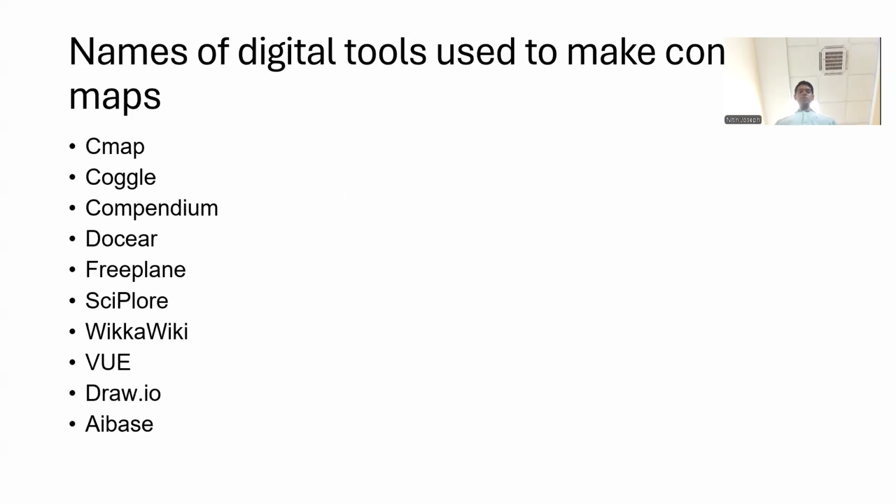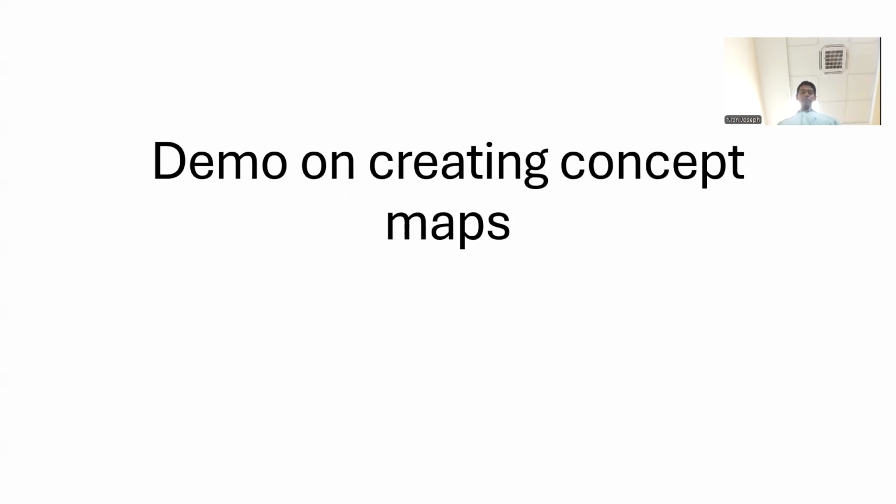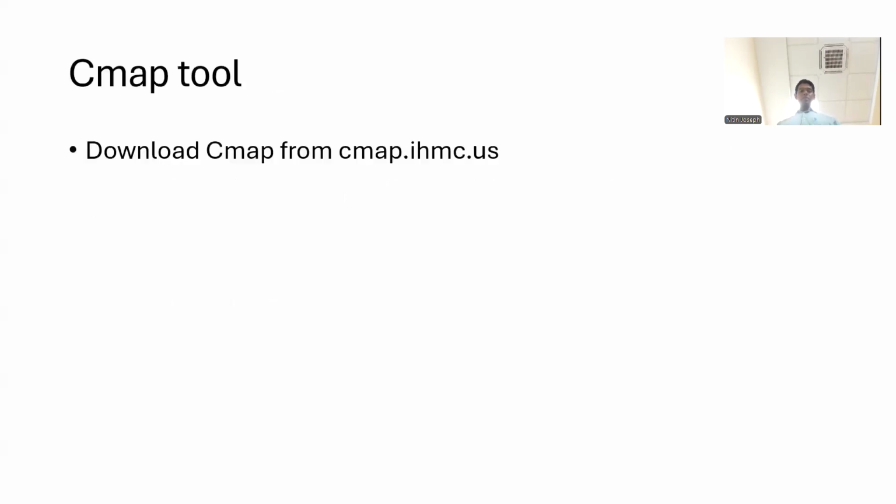So there are several tools for making concept maps, and I'll be using one tool which has been devised by the Institute for Human and Machine Cognition, IHMC, known as Cmap, which is free to use and freely available and downloadable. So I'll be demonstrating to you creating a concept map using Cmap. So you need to download Cmap from the URL cmap.ihmc.us.